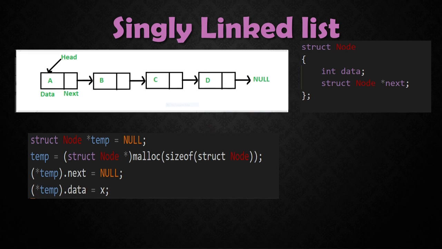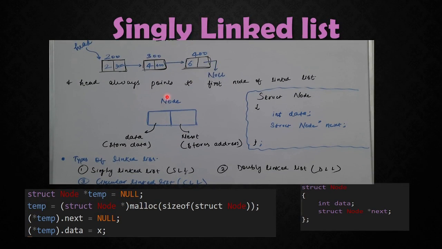So this is the single linked list. This is a more elaborate picture of the single linked list. Here we have the same single linked list with addresses written. The head will point to the first node.